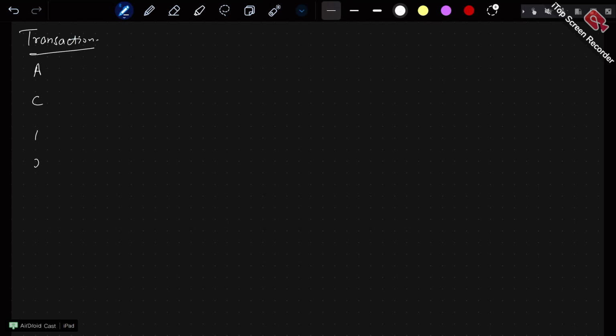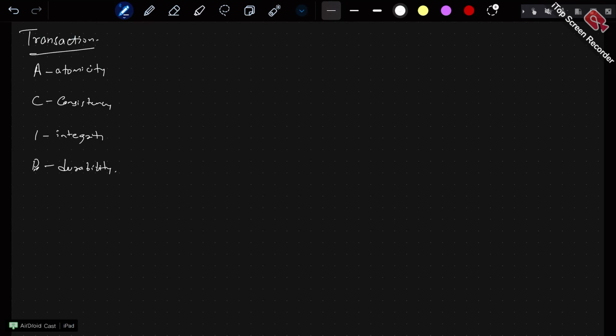The name is ACID. So what does ACID stand for? It stands for atomicity, consistency, isolation, and durability. We generally talk about these terms in case of transactions. In a transaction, the ACID properties should be followed.